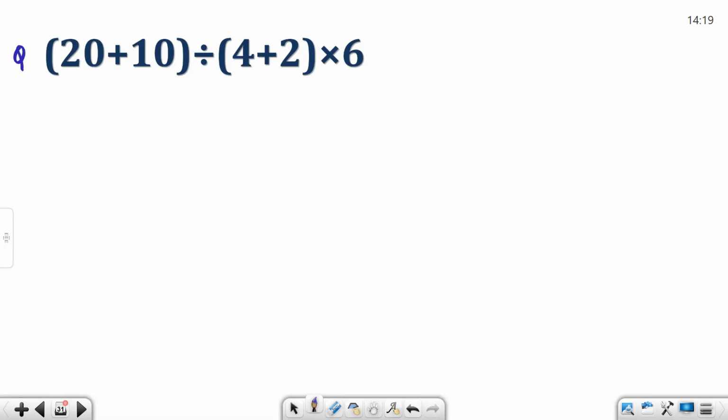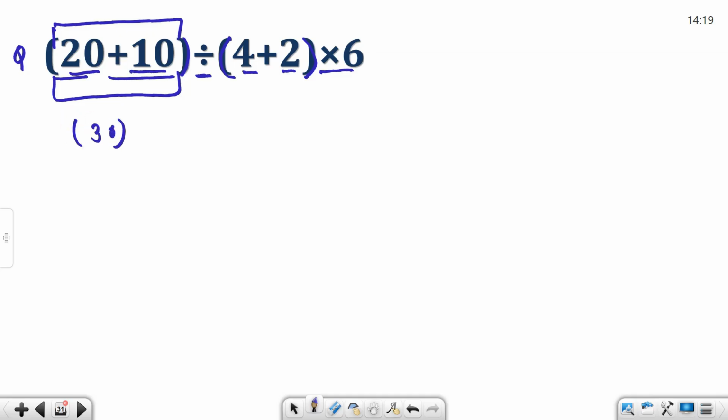Here's the question. In brackets, 20 plus 10, bracket close, divided by, bracket, 4 plus 2, bracket close, times 6. So first, we'll solve the brackets in this. Let's solve this bracket first. 20 plus 10, that becomes 30 inside the bracket.